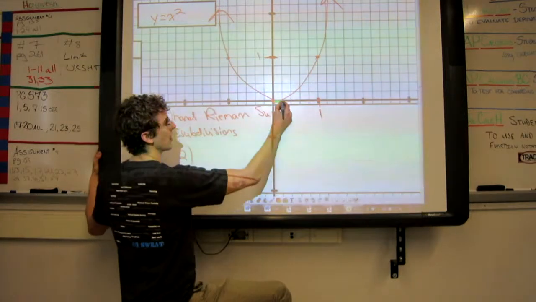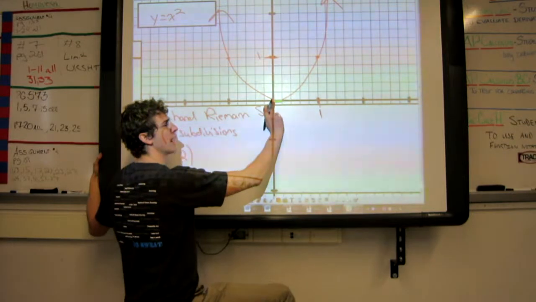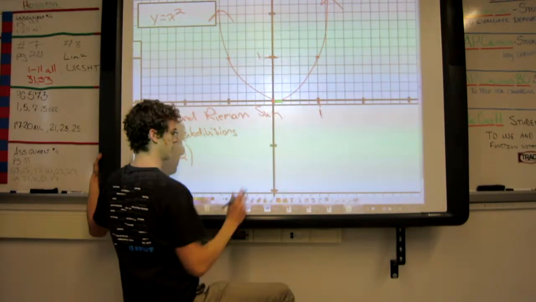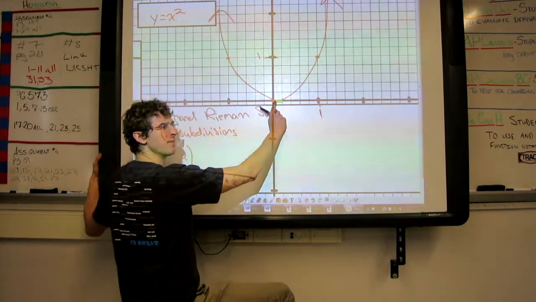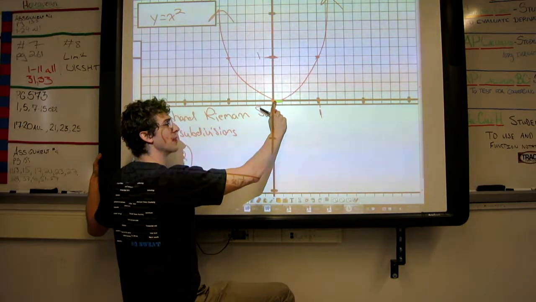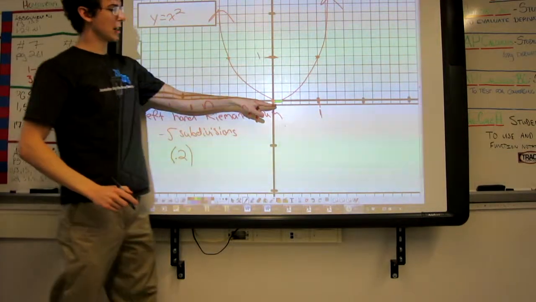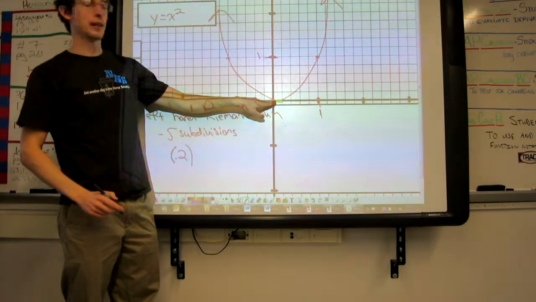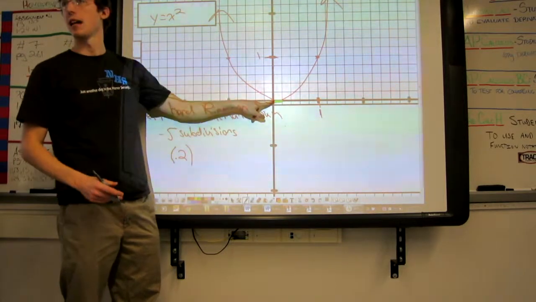I'm going to actually draw these rectangles. So here's my first rectangle. Since it's a left sum, how high is this rectangle? What's its height? 0. Why is it 0? Because we're going to use the left point, but the value of x squared at 0 is 0. So it doesn't have any height to it.